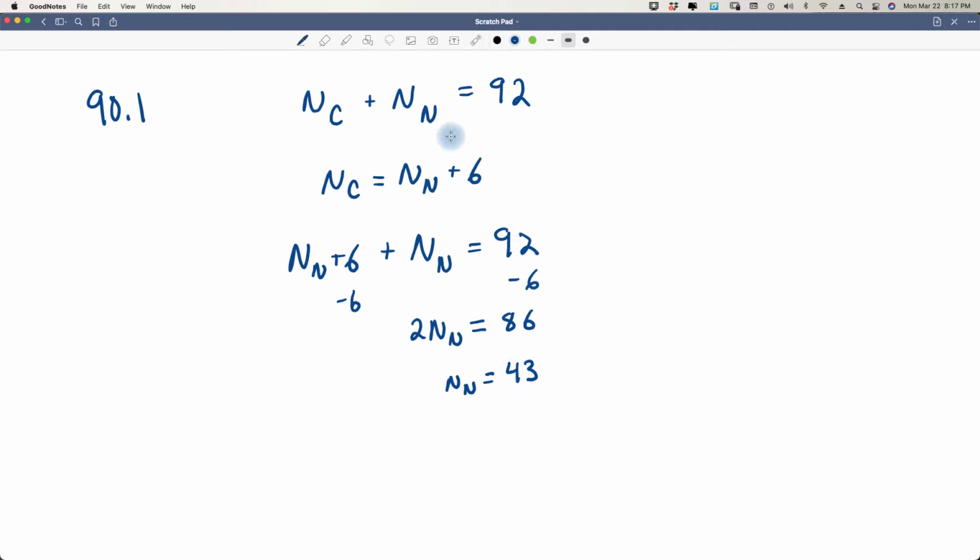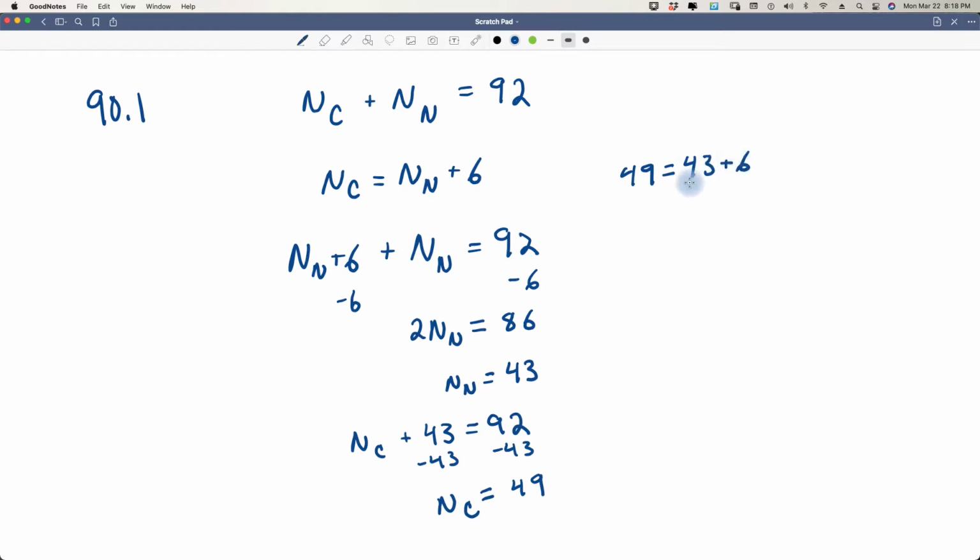So if we put this number into our original statement and we say that the number Charles picked plus 43, which is the number that Nell picked, equals 92, then we can subtract 43 from both sides, and we come to understand that the number Charles picked is 49. Now we can evaluate this statement here. Is 49 the same as 43 plus 6? Yes, it is. So those two numbers check out.